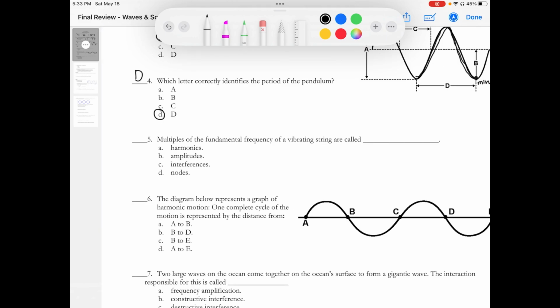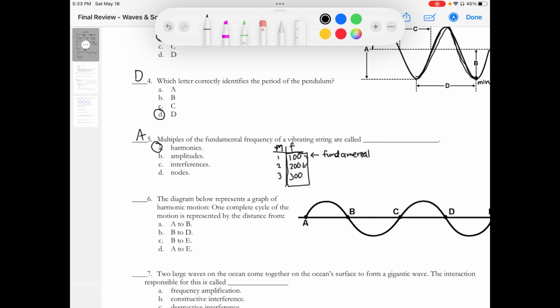Number 5 is just a vocab question. Let's say I have a fundamental frequency. Let's say that frequency is 100. The next frequency up would be 200, then 300, then 400. And these sets of frequencies are called harmonics. The fundamental frequency is the first harmonic, because it's the loudest that you hear in an instrument. It has the biggest amplitude, it's the most obvious, and all the others are the harmonics.